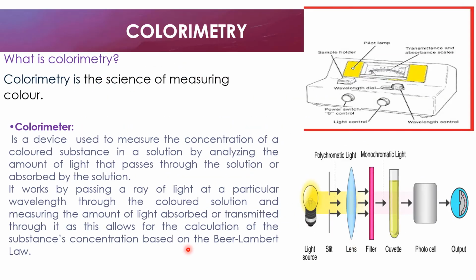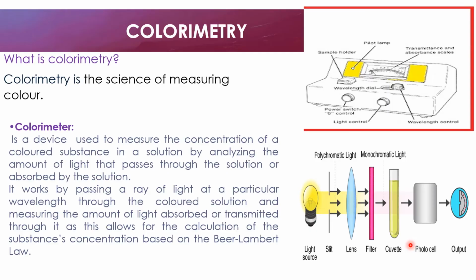So let's look at what colorimetry is. Colorimetry is the science of measuring color. The next is the colorimeter. The picture over here is a colorimeter, and this is the basic instrumentation, or the basic parts, of the colorimeter. So now let us look at what a colorimeter is.